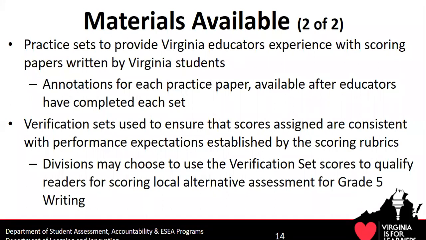And then there are also verification sets, and those are used mostly to ensure that the scores assigned are consistent with the performance expectations established by the scoring rubrics. Your division may choose to use the verification set scores to qualify readers for scoring the local alternative assessment for grade 5 writing. It's a requirement for the end of course performance assessment for verifying credits, and it is the best practice to use those verification sets to make sure that the rubrics are being properly applied by your scorers.